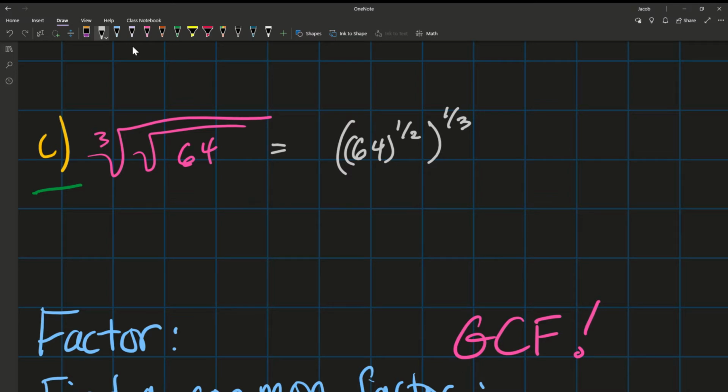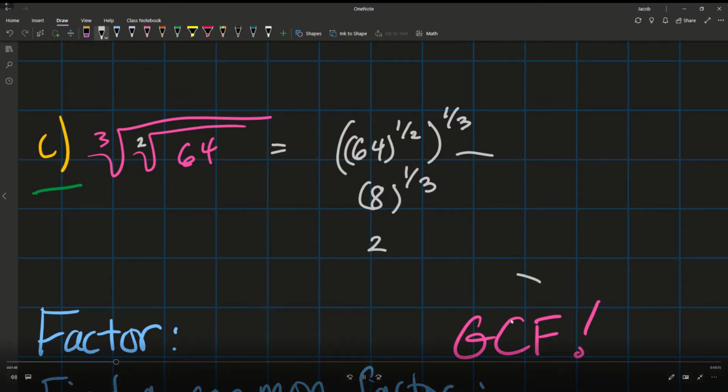And this is a power to a power, so you could take the 1/2 and multiply by the 1/6, but I'm just going to work inside out. Now, it's not very hard to take the square root of 64 and then take the cube root of 64, but it's important that you know how to switch these radicals to fractional powers. So you carry that out and you get 2.